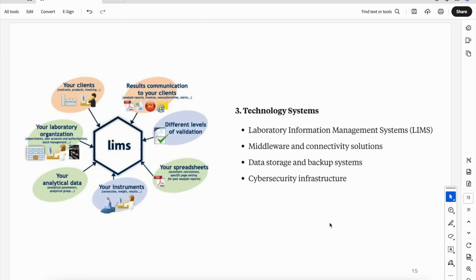Number 3, technology systems. Modern laboratories depend heavily on sophisticated technology systems. Laboratory Information Management System, or LIMS, that integrates with hospital information systems and provides comprehensive test management. Middleware and connectivity solutions that enable communication between different instruments and systems. Data storage and backup systems to ensure data integrity and regulatory compliance. Cybersecurity infrastructure to protect sensitive patient information and maintain system availability.